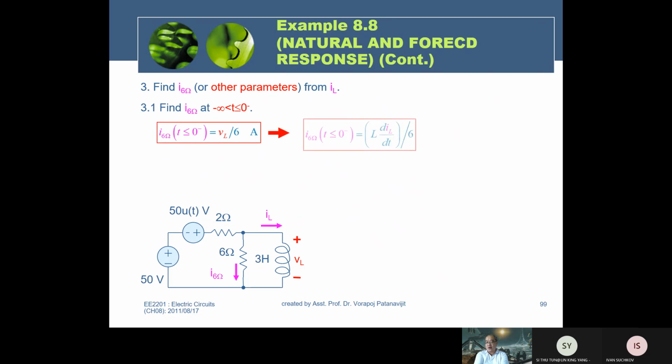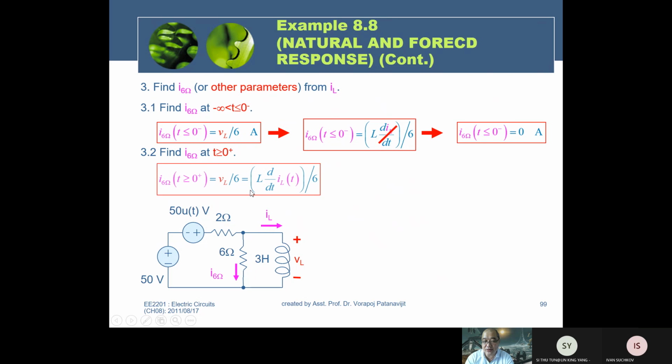For I6 ohm, try to derive it in terms of IL. For time less than 0, you can see that this branch is already short circuit, right? The inductor behaves like a short circuit, so there is no current flowing through the 6 ohm. Therefore, I6 ohm equals 0 during that time.